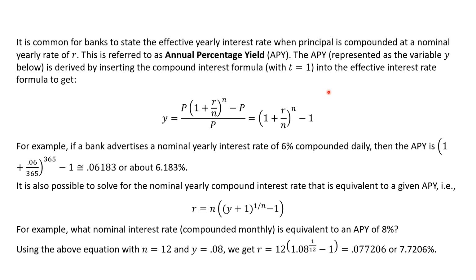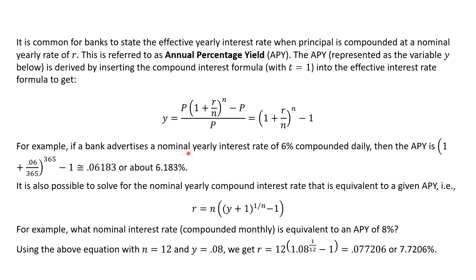You may see at banks the annual percentage yield being advertised. They'll say something like 6% interest compounded daily with an APY of 6.183. And the way they compute it is using the effective interest rate formula we talked about on the previous slide. They just put in how much money you would make compounding daily in this case. This would be your end point, and this would be your starting point, P. And you divide by that, and you cancel the P's out, and you just get this result here.